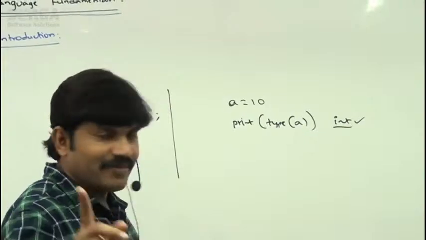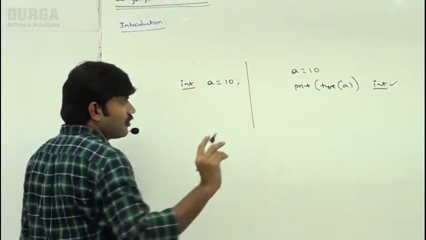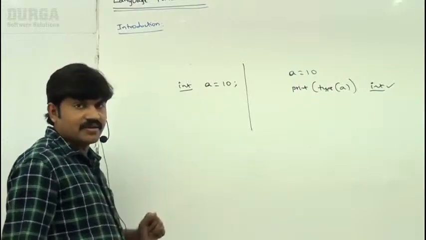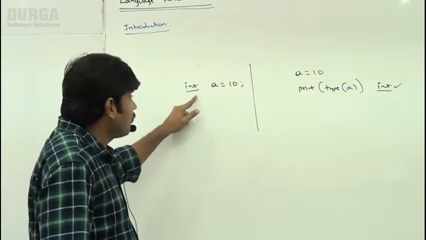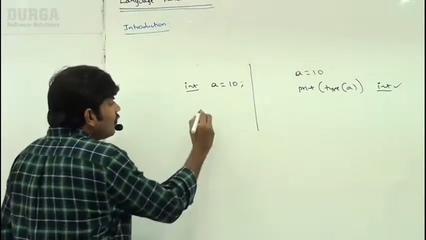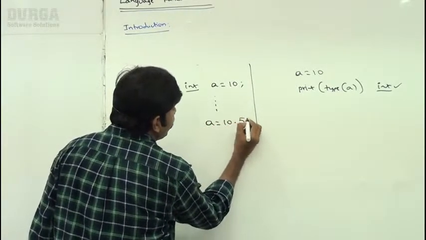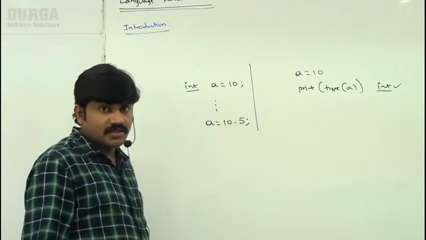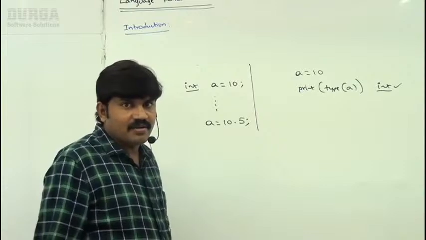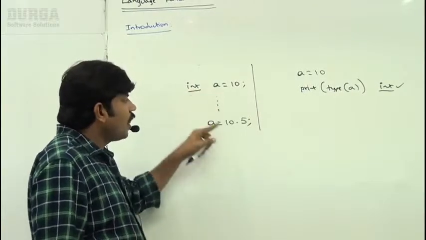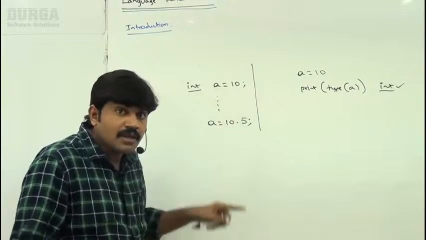Next, one more advantage I will tell, sir. What is that advantage? In Java, if I take int a is equal to 10, observe carefully. Now, a is what type? Int type. What is the value? 10. Sir, now after some lines, I am taking a is equal to 10.5. In Java, the Java compiler will object. Hey, it is int type. How can you assign a double value? It is the int type. That gives a compile time error.